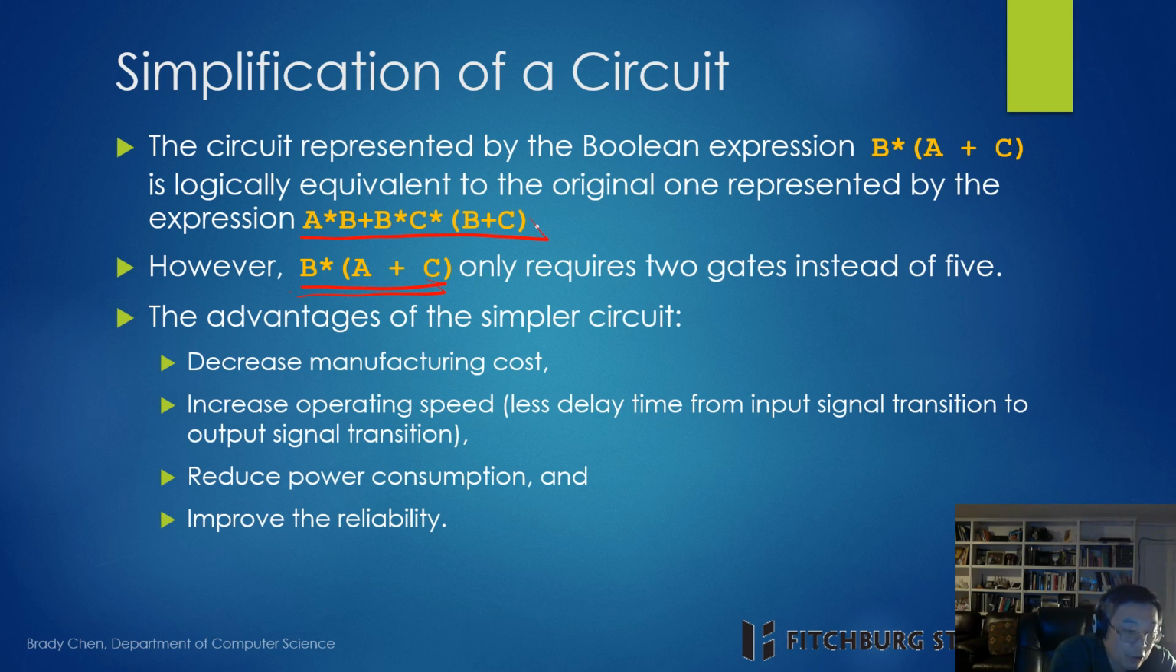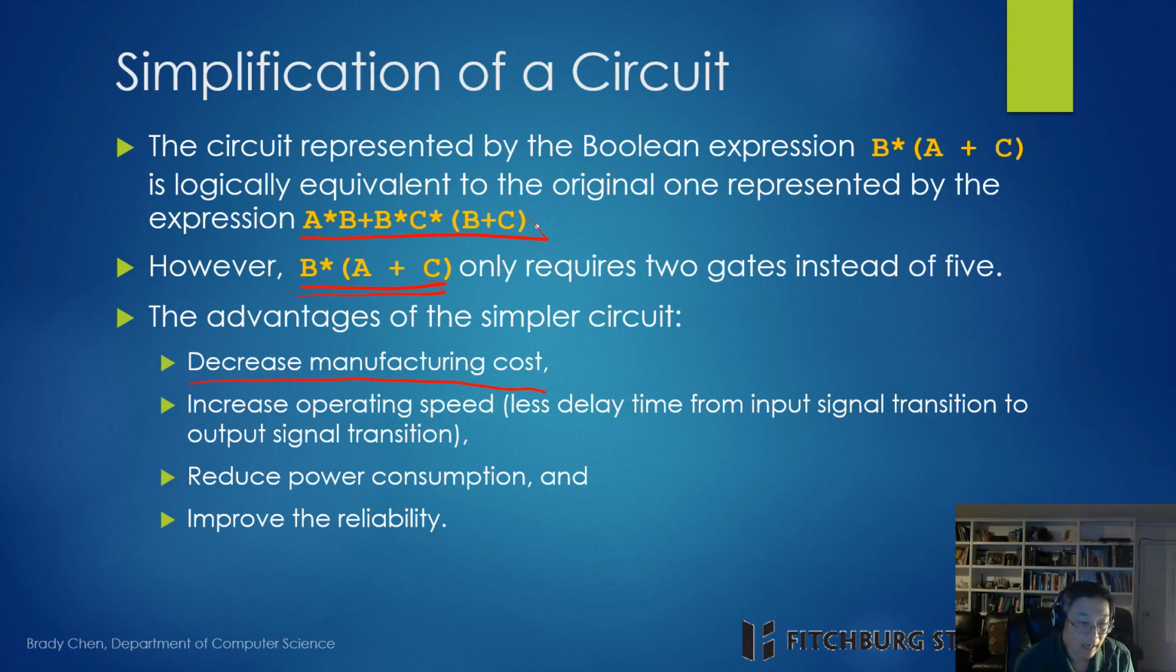Now, as we mentioned, this new simplified logic circuit only requires two gates. One is an AND gate, the other one is an OR gate, instead of 5. Now, what's the advantage? This is going to decrease the manufacturing cost, because when we build a circuit which contains fewer gates, we can definitely make it smaller, and also it's going to increase the operating speed because we have less delay.